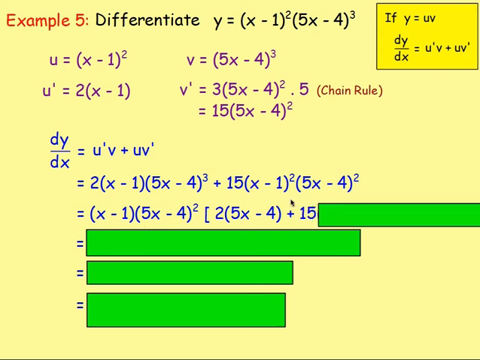X take away 1 times what to get x take away 1 squared? Well, I need an x take away 1. And 5x take away 4 squared times what gives you the 5x take away 4 squared? Well, we don't need to take anything out there. So close the square brackets.